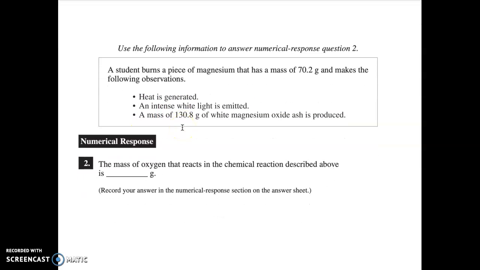Okay, this one has to do with conservation of mass. So whatever we have in terms of mass on the left-hand side of the equation, we should have on the right-hand side of the equation. So it's saying we're burning magnesium. Heat's generated. Intense white light is emitted. And a mass of 130.8 grams of white magnesium oxide ash is produced. So how much oxygen reacted?